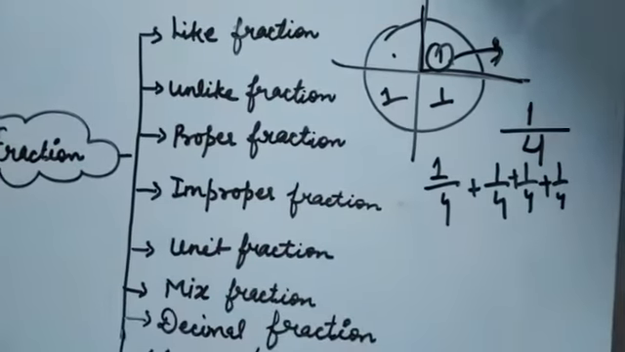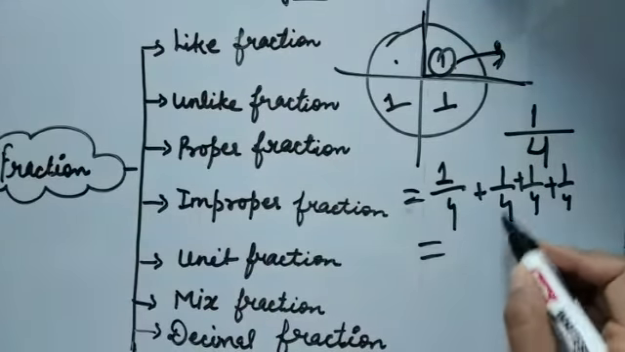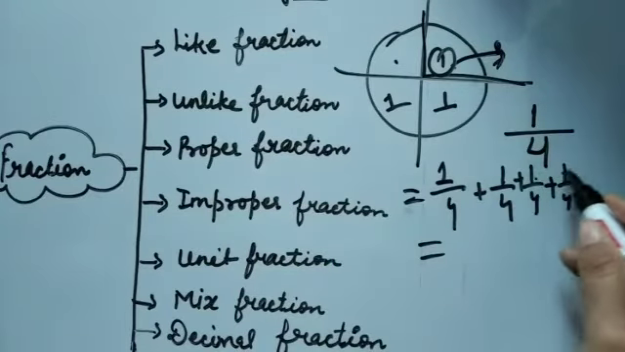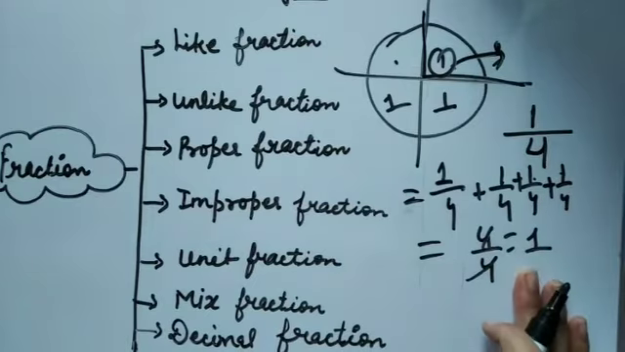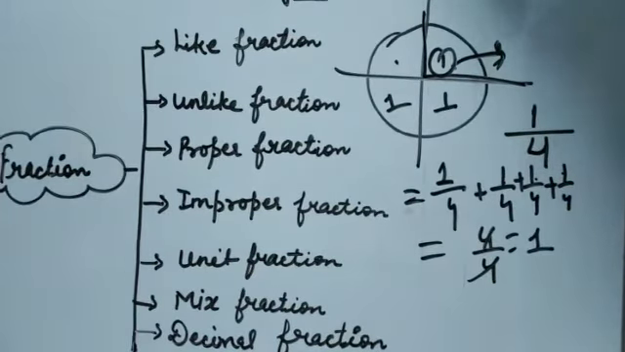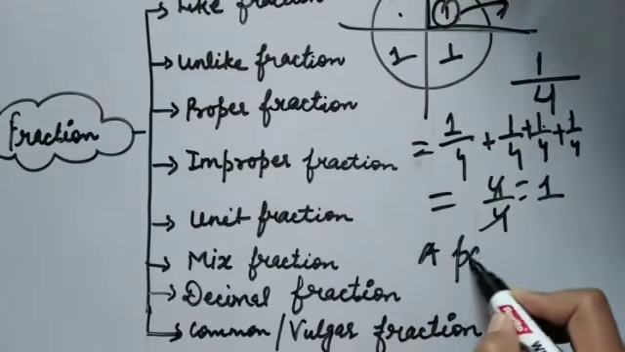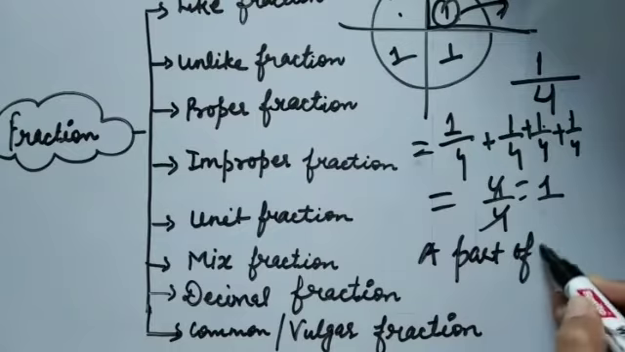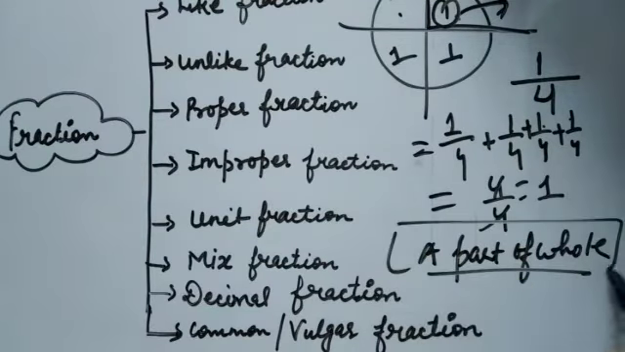So there are 4 equal parts. If I add, then I'll get 1 plus 1 plus 1 plus 1 will be 4 by 4. It means 1. I'm getting my circle. So fraction is a part of whole. A part of whole is known as fraction. So today I'm going to teach you everything about fraction.